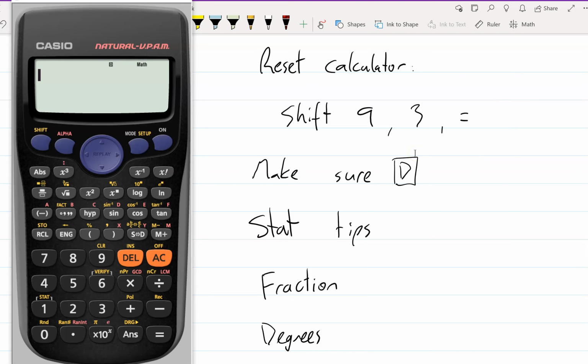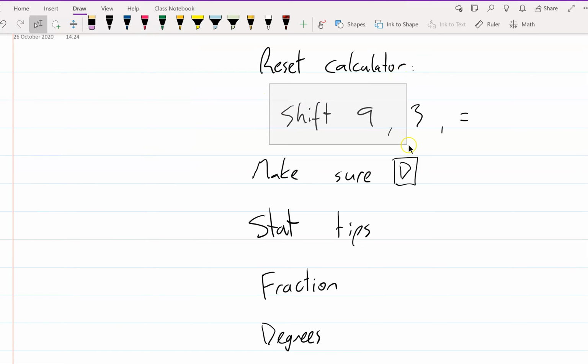Hello General Maths. I just thought I'd make a quick video to help look at some of the settings for your calculator in case you've forgotten about. One of the things that may or may not happen as you enter your exam is your calculator is going to get reset. So here is the method for resetting it.